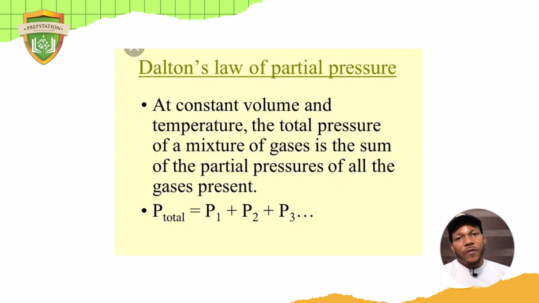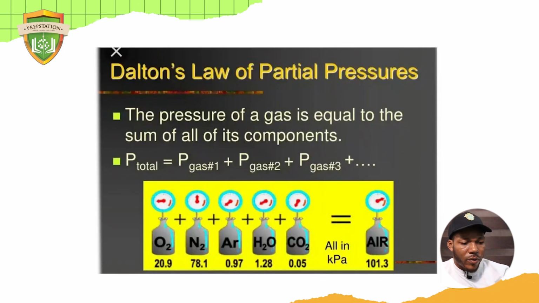All right, we have different gases coming together to give us what? One pressure at constant temperature and pressure. Now, look at this video very well. We have different gases here, right? We have oxygen, nitrogen, argon, water, steam, that is steam, and CO2.